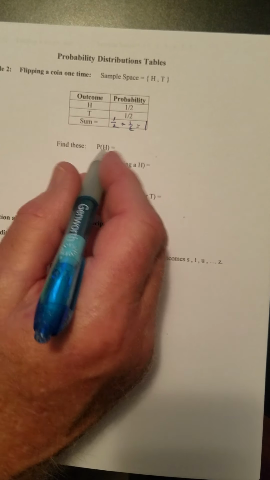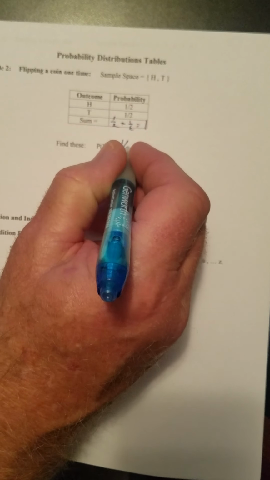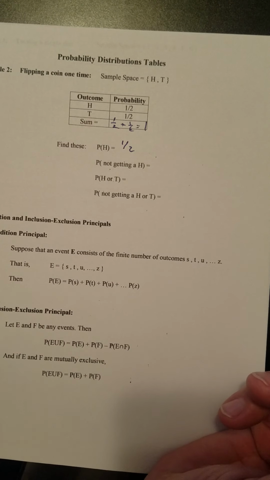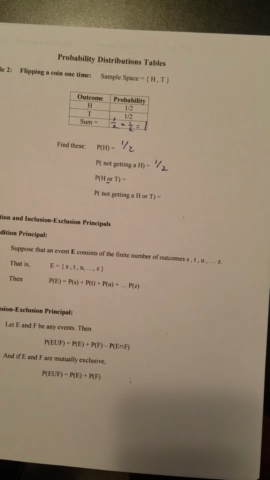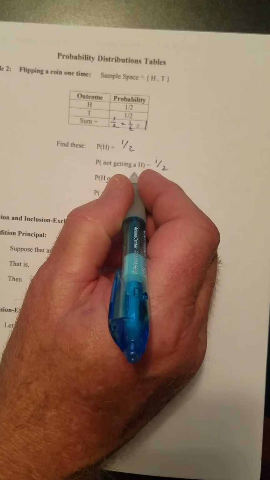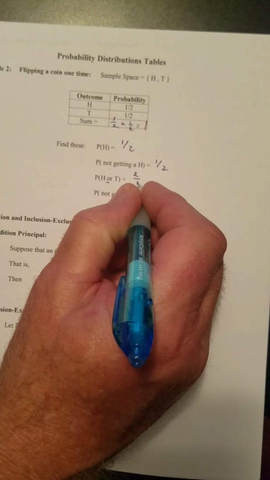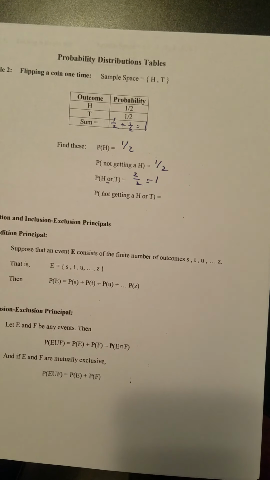Now here's some questions. What's the probability of getting heads? It's up here, it's 1/2. What's the probability of not getting heads? Well, if it's not heads, then it's tails. That's 1/2. What's the probability of getting heads or tails? Well, it's got to be one of the two. So that means you got what I call 2 good out of 2 total. That's 1, or 100%, which makes sense.